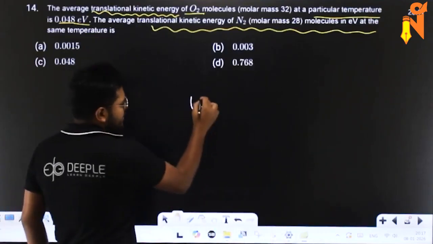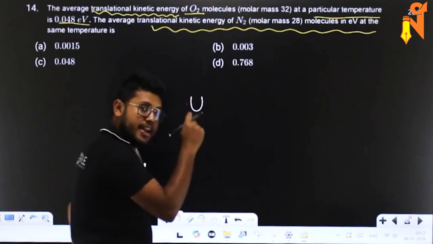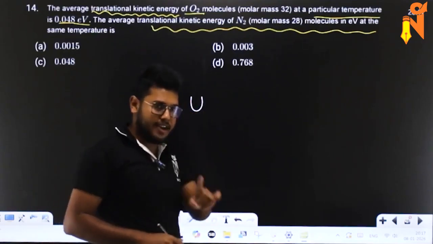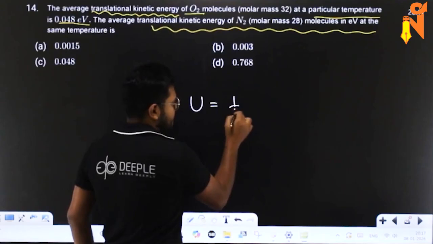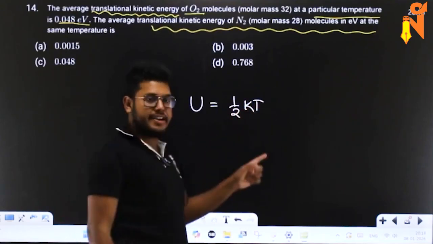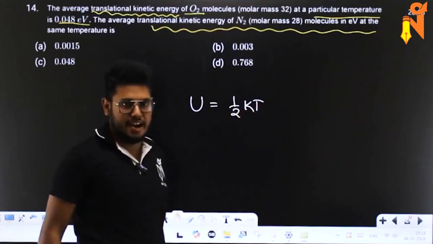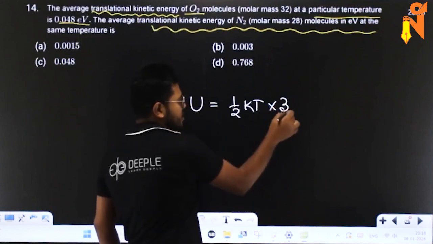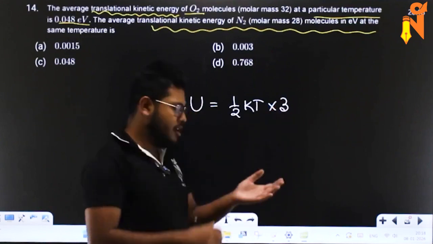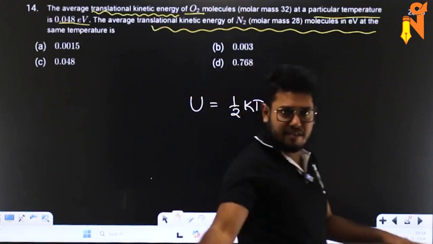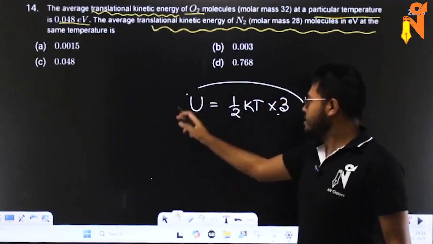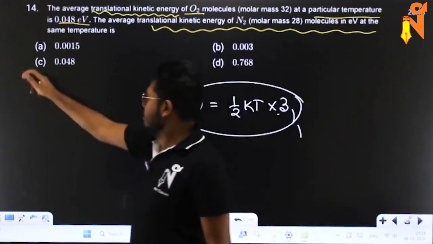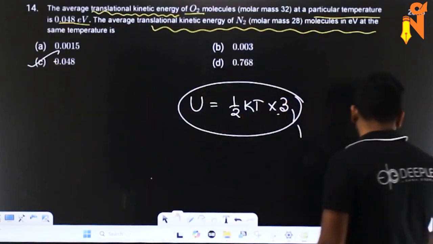Equipartition of energy says energy per unit degree of freedom, per single particle, is half kT. Per particle per degree of freedom, energy is half kT. Now, if they say translation, it is only 3. Any molecule, if you talk about monatomic, diatomic, triatomic, any configuration, translation is always 3. So that energy is always the same. So 0.048. Next.